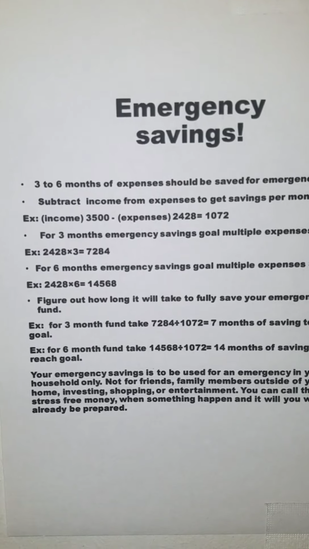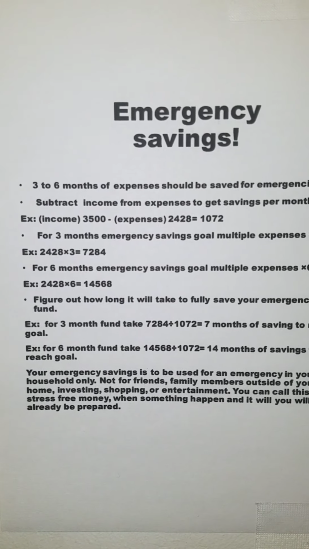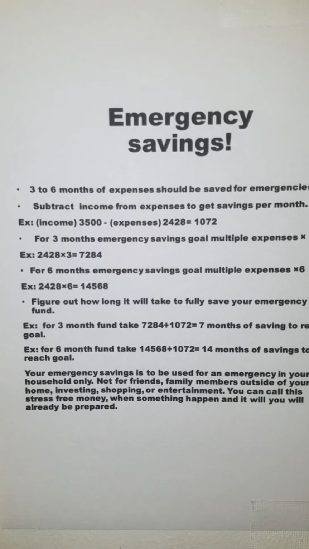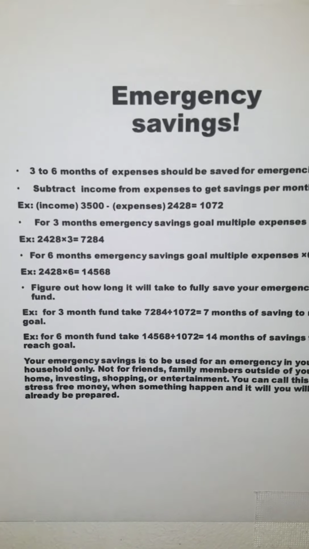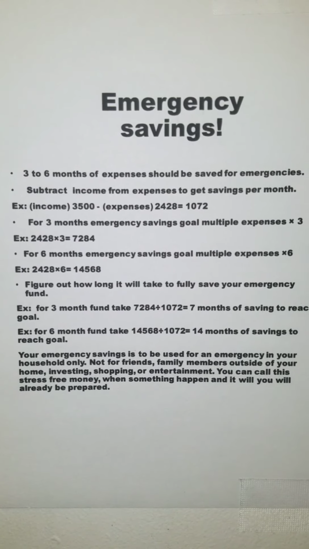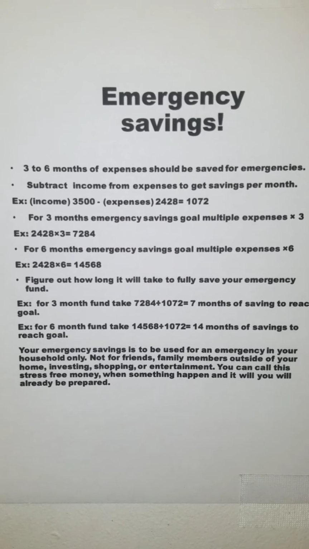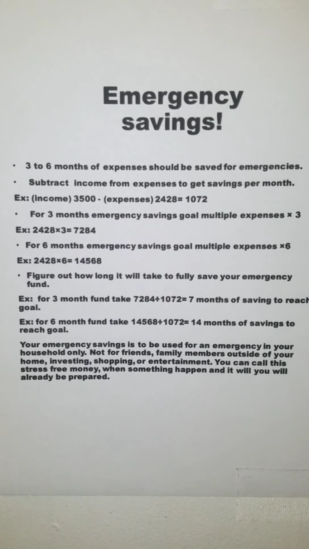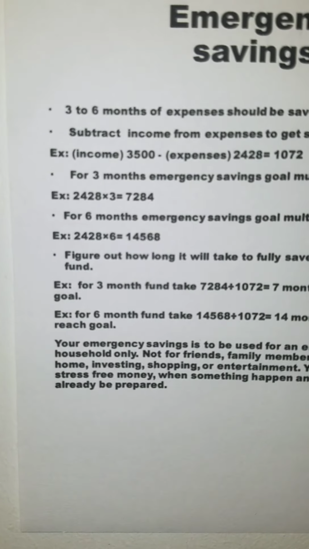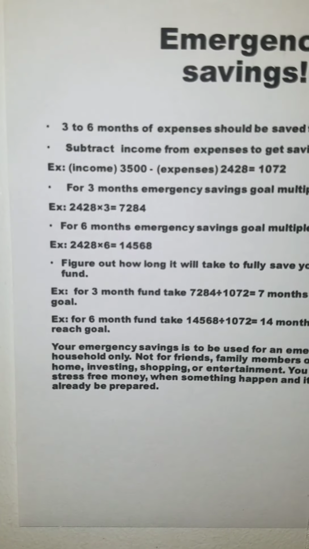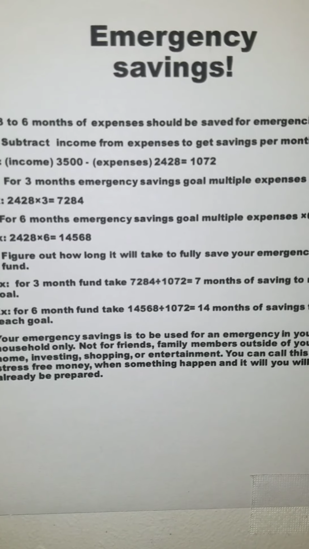In our example, you have your total income of $3,500. Your total expenses is $2,428. If you subtract the two, you get a total savings of $1,072 per month. If you wanted your goal to be a 3-month emergency savings, then you want to multiply your total expenses by 3, which in our example here, you take your total expenses of $2,428, you multiply it times 3, it gives you $7,284.